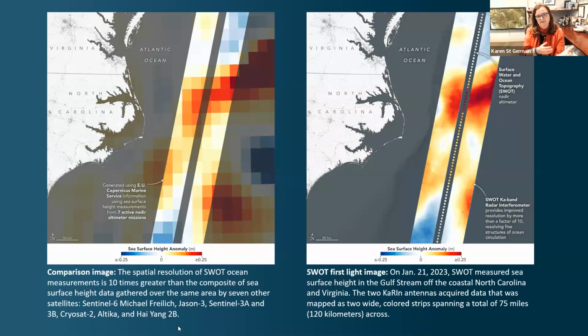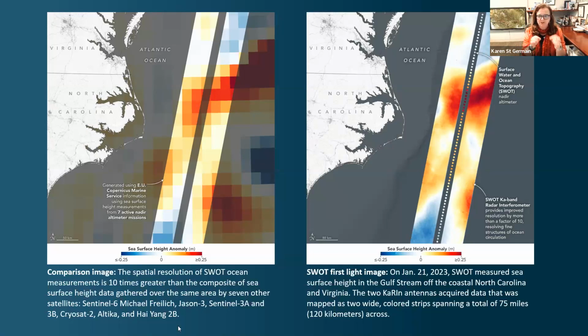And so on the left, you see our traditional sea level spatial resolution as derived from missions like Sentinel-6 Michael Freilich, Jason-3, and so forth. So really coarse spatial resolution. That's what you should notice in the left panel. On the right, we have the spatial resolution from SWOT.